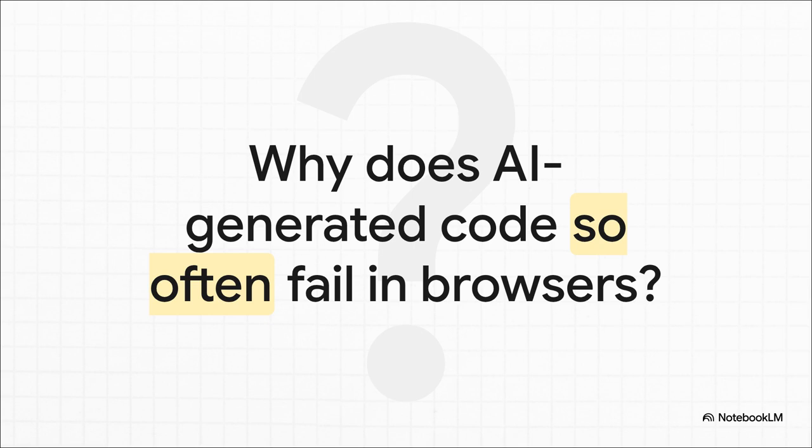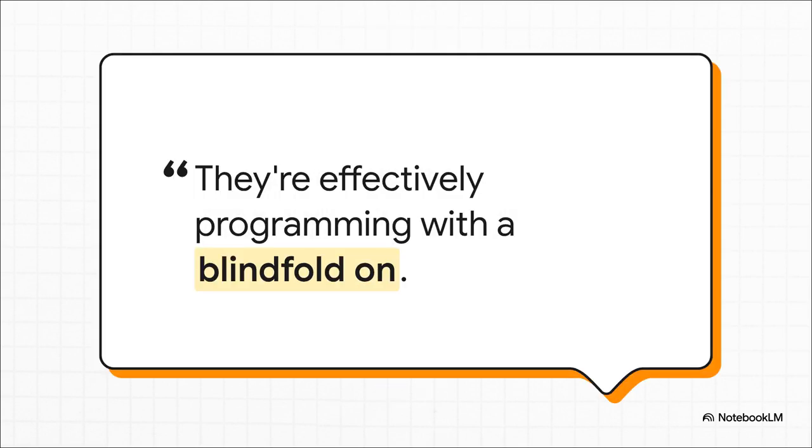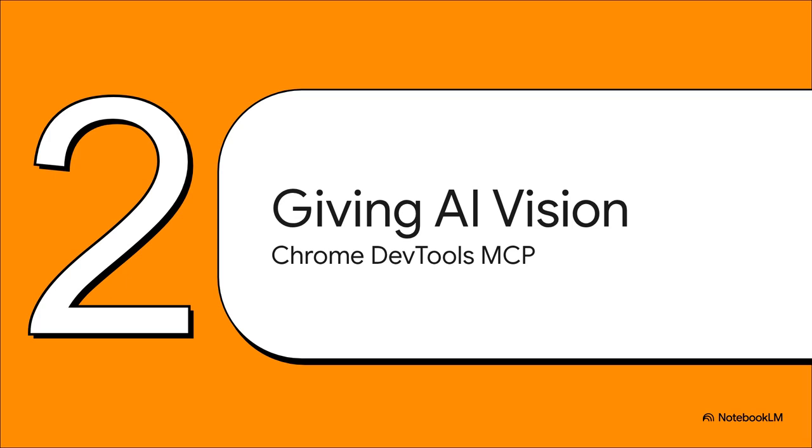Why does this happen so often? This quote right here, it just perfectly captures the core problem. See, until now, AI agents could only write code based on text and patterns they've seen. They had absolutely no way of seeing what that code actually does in a live browser. They've been completely disconnected from the outcome.